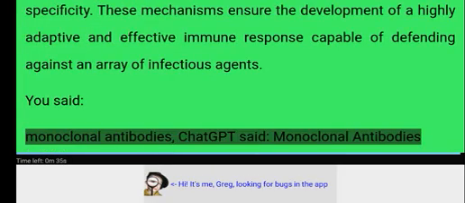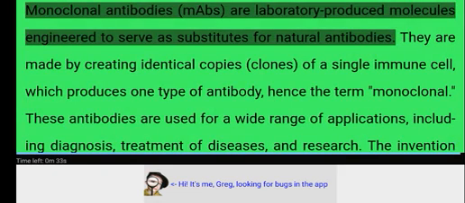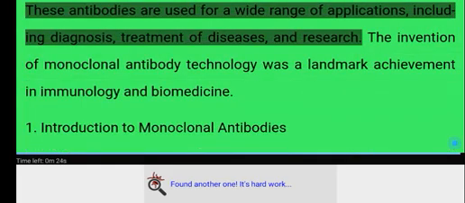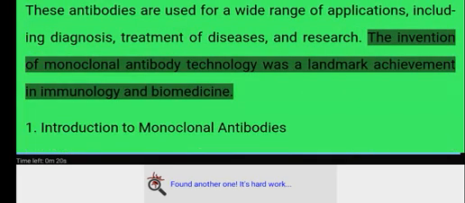Monoclonal antibodies. Monoclonal antibodies (mAbs) are laboratory-produced molecules engineered to serve as substitutes for natural antibodies. They are made by creating identical copies, clones, of a single immune cell, which produces one type of antibody, hence the term monoclonal. These antibodies are used for a wide range of applications, including diagnosis, treatment of diseases, and research. The invention of monoclonal antibody technology was a landmark achievement in immunology and biomedicine.